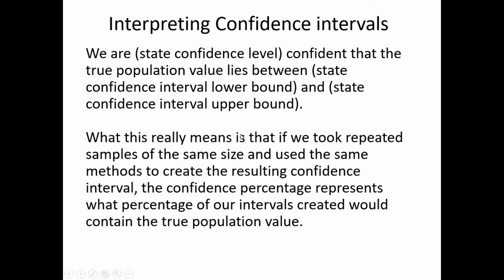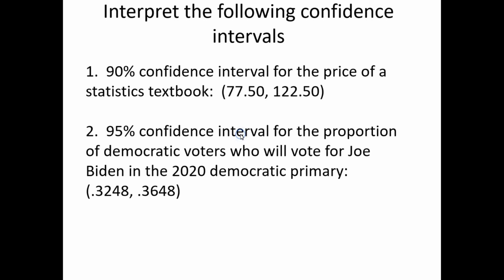When you interpret confidence intervals, the way that you say it is, we are this percent sure, confident that the true population value lies between the lower bound and the upper bound. What it really means is if we took repeated samples at the same size and used the same methods to create the resulting confidence interval, the confidence percentage represents what percentage of our intervals created would contain the true population value we were looking to isolate.